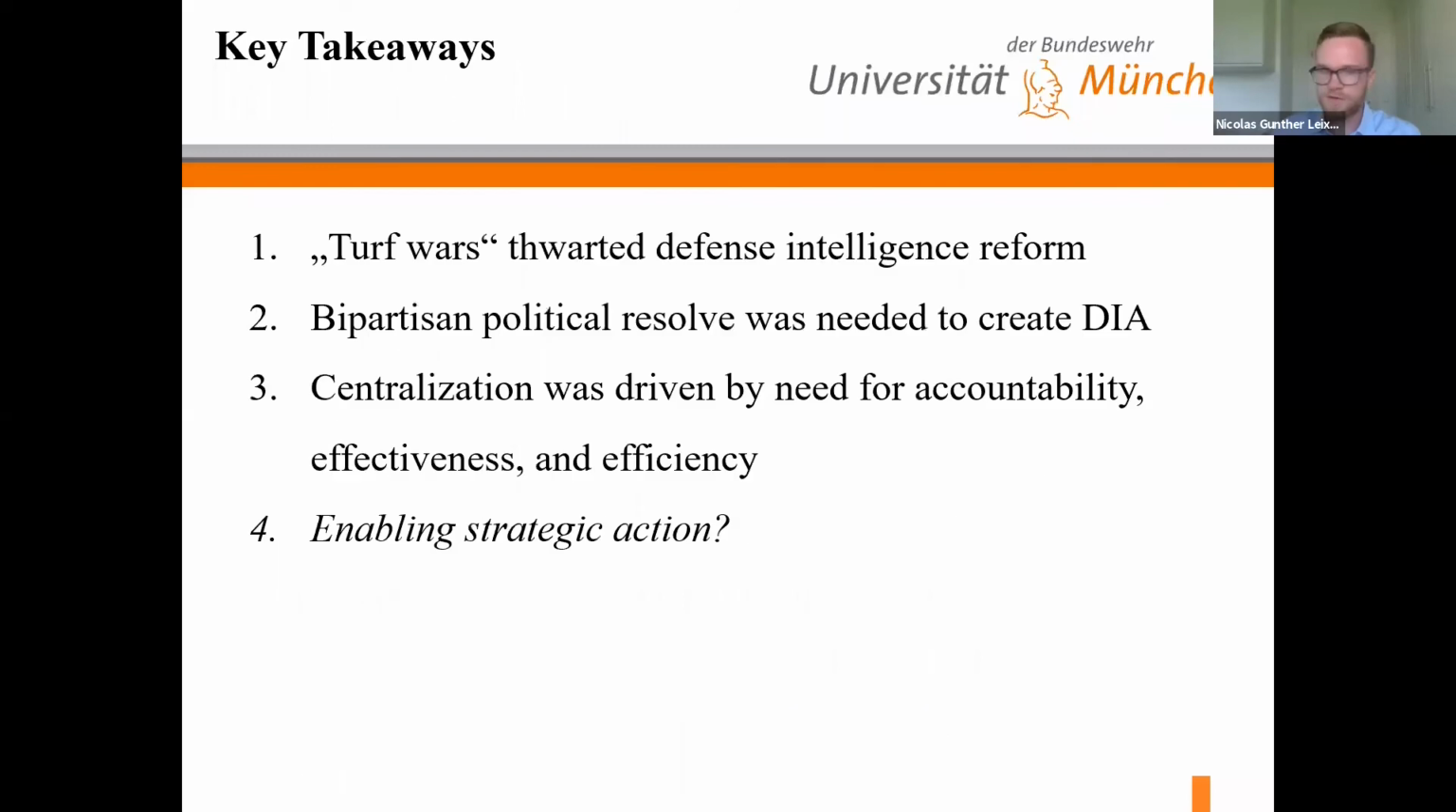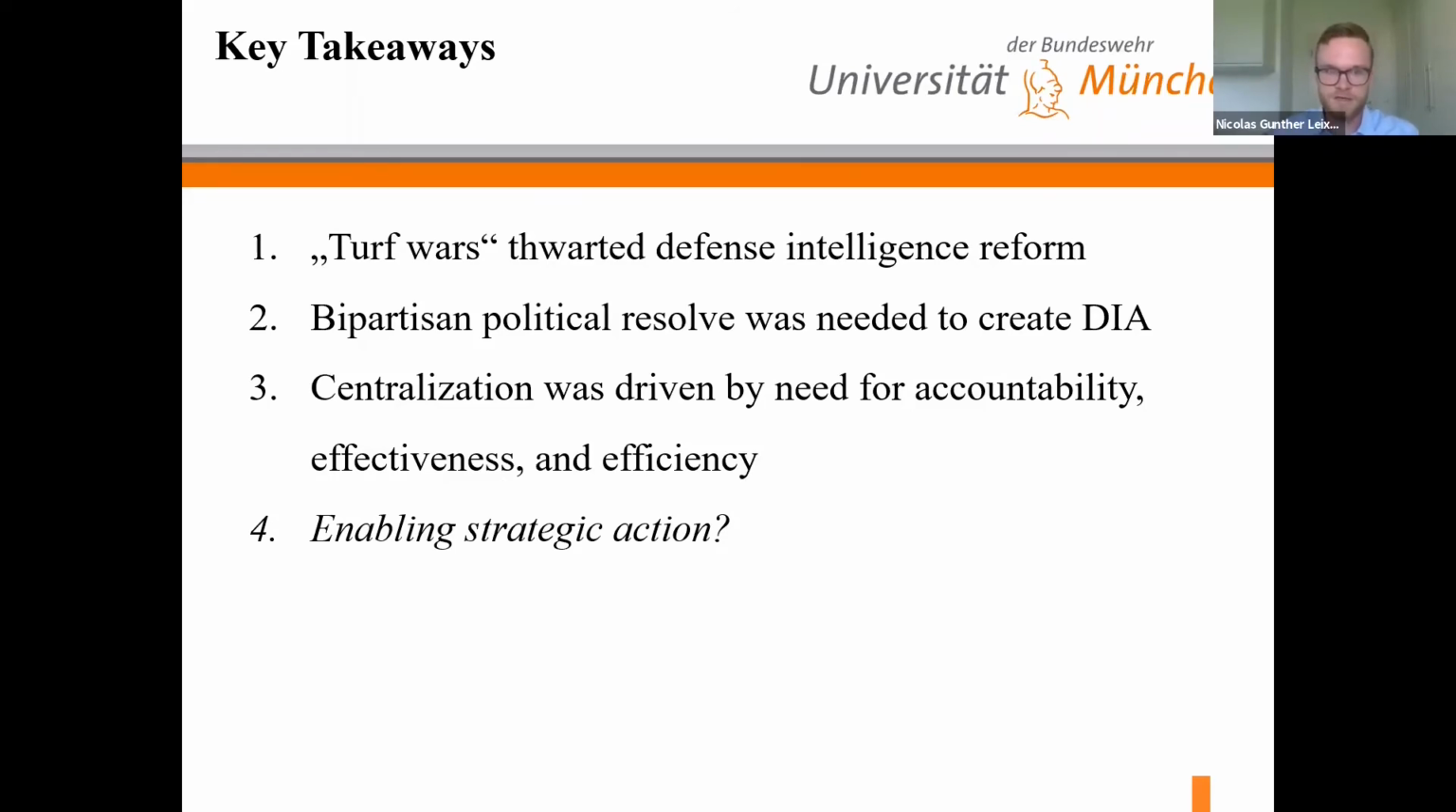So I want to offer some short lessons learned. Specifically, in this case of the creation history and the genesis of DIA, the myriad of reforms in governance and military had to be completed first before the reforms of DI actually could commence.